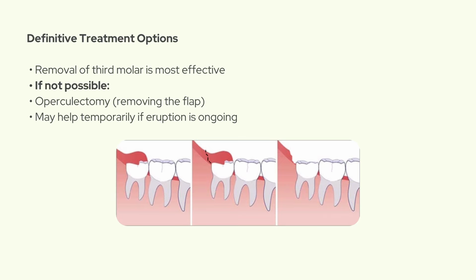One clinical tip that's really important: if the infection is super active and severe, don't rush into extraction. Doing surgery in an inflamed area can increase risks and make the whole thing more uncomfortable for the patient. So control the infection first, then go for the definitive treatment. And yeah, that's our quick but solid breakdown of pericoronitis: what it is, how to recognize it, and how to treat it the right way.